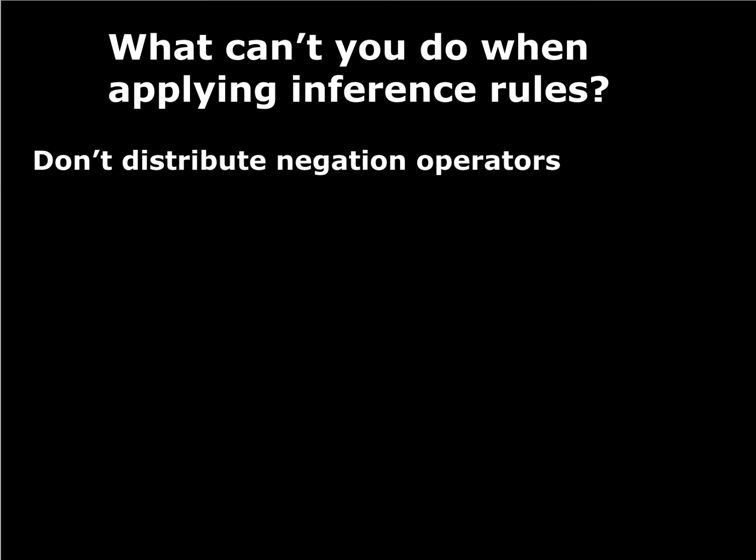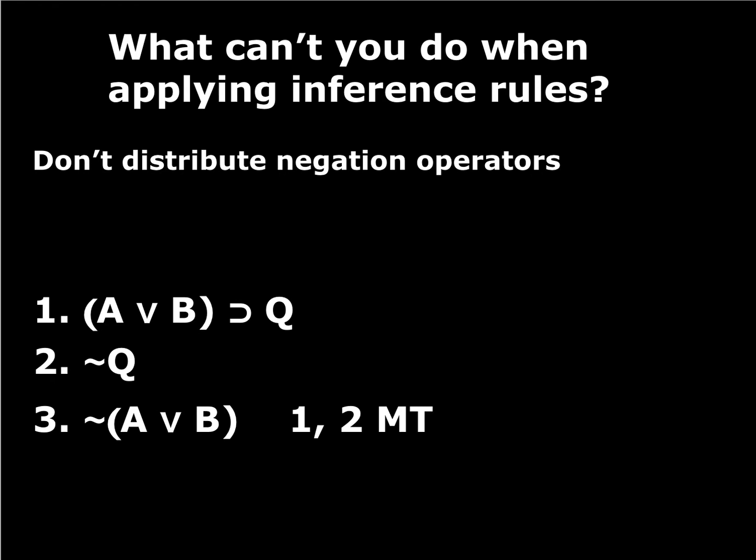Okay. Next thing, don't distribute negation operators. Okay, what does that mean? Well, let's go back. So this is the thing we just had, which is right. Conditional, negation of the consequent, so we wrote the negation of the antecedent. The antecedent is the disjunction, so we negated the disjunction. That's fine, not (A or B).